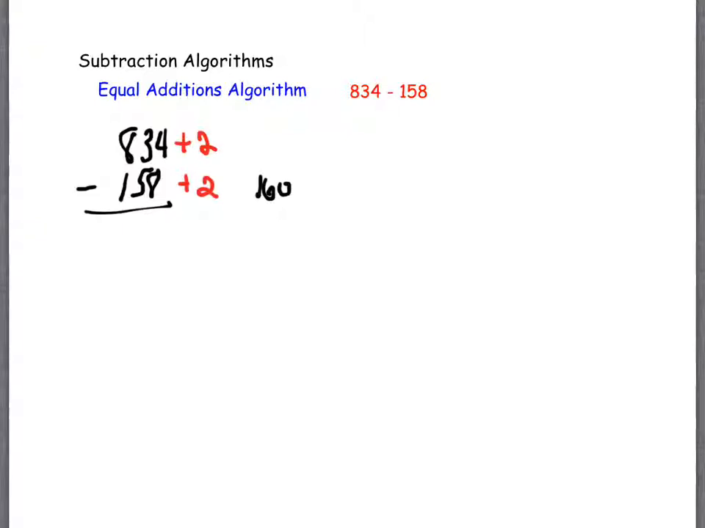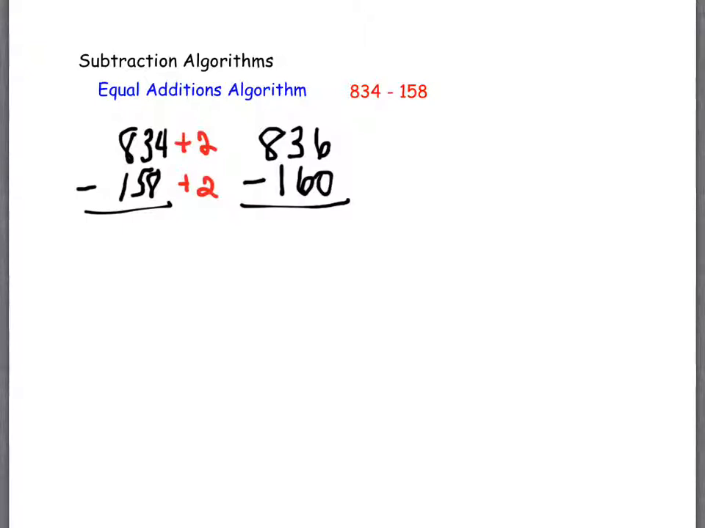I definitely don't have to borrow if I have to subtract a 0. But if I add 2 to the bottom number, I have to add 2 to the top number, so now I have 836. So 836 minus 160. My handwriting is awful today. It's a little bit better. All right, so 6 minus 0, we're good with that, right? No borrowing in the ones place.